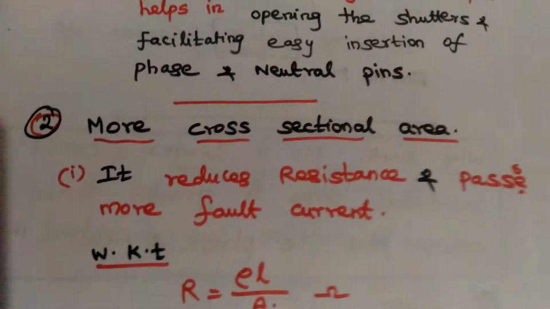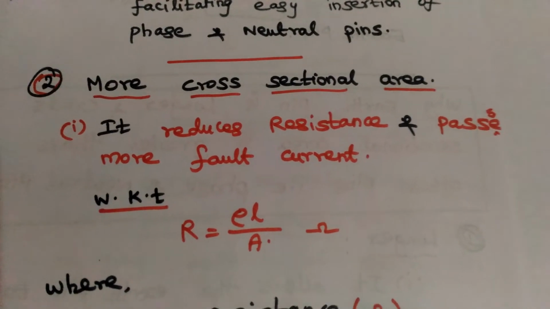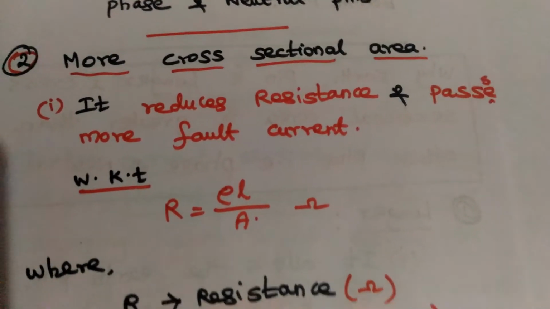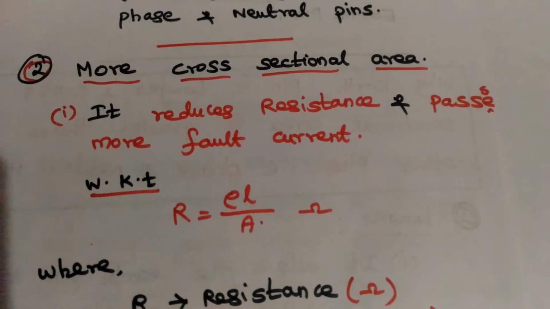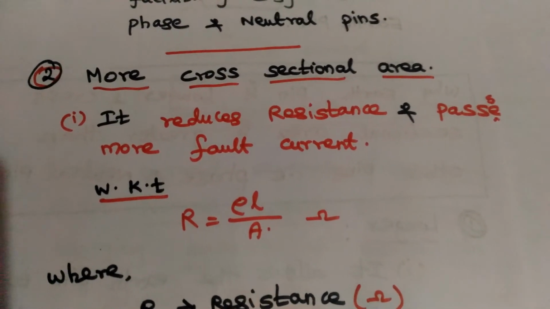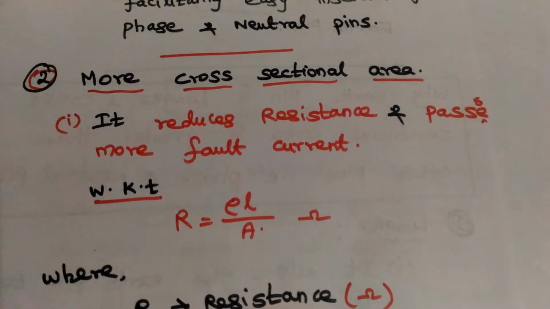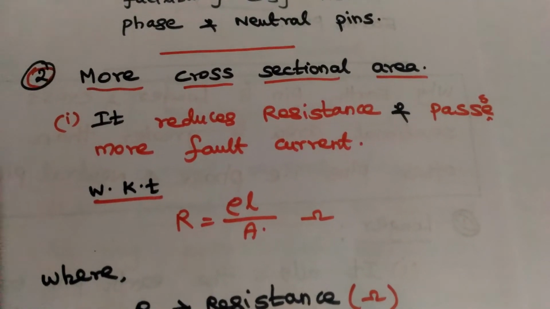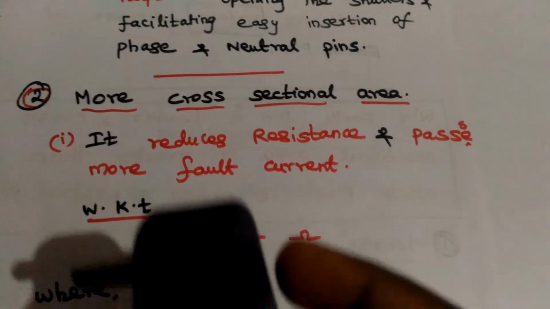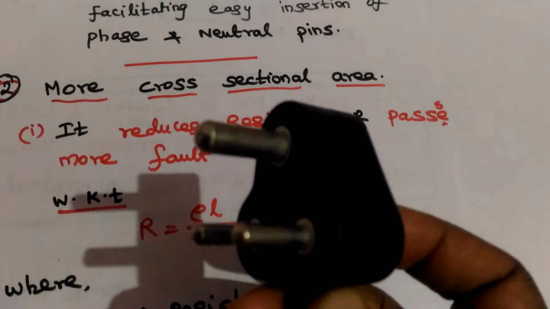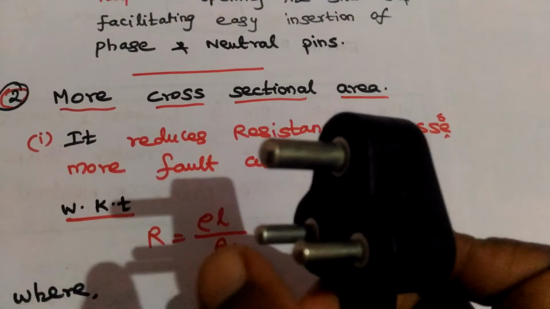And the second question is why the cross-sectional area of the earth pin is more compared to the phase and neutral pins. The main reason is to reduce the resistance of the earth pin. If the resistance is reduced, the current can be easily passed to the earth through the earth pin. So to reduce its resistance, the cross-sectional area is greater than that of the phase and neutral pins. See the cross-sectional area, that circle portion, it is more compared to the phase and neutral pins.